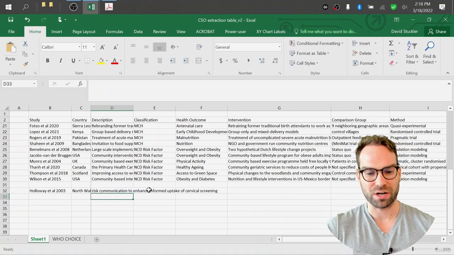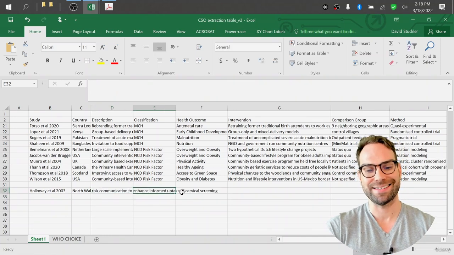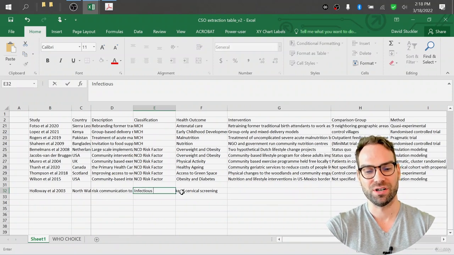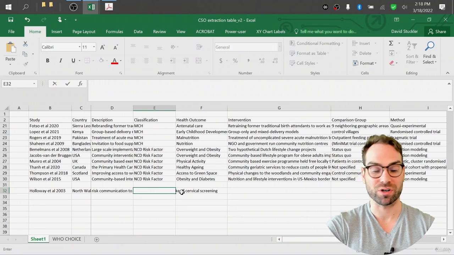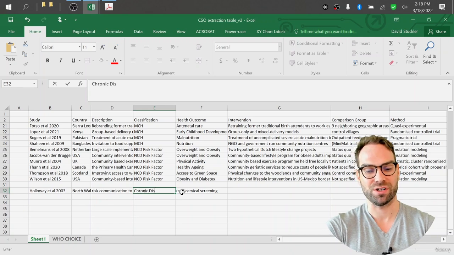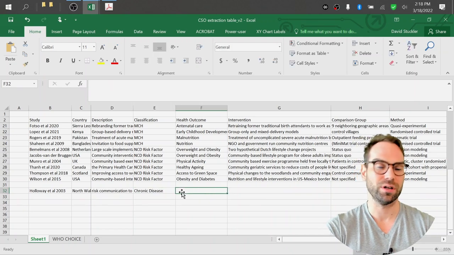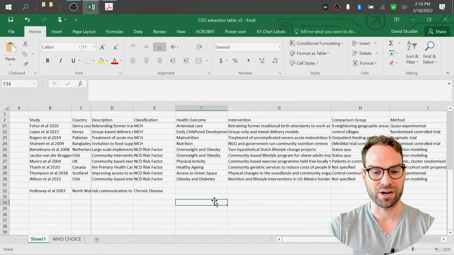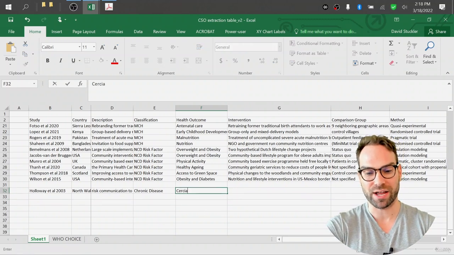Okay, so that's helpful. Classification, that's something I did later, but for cervical cancer, this is a tricky one to classify. I'm just going to put it as chronic disease for now, even though cervical cancer has infectious origins. That's another conversation that we won't get into. The outcome was cervical cancer.